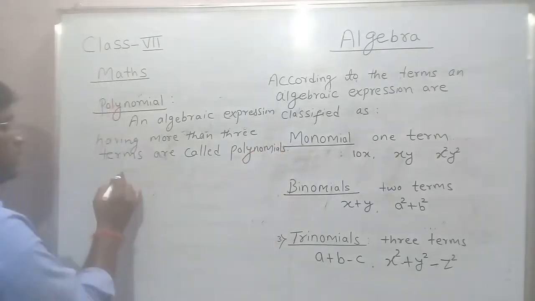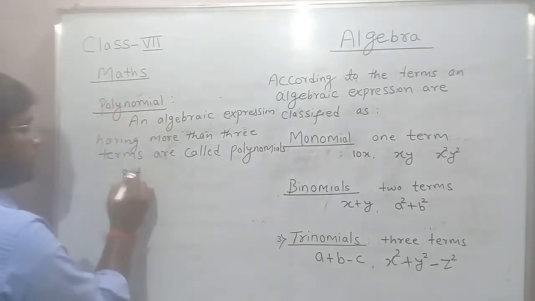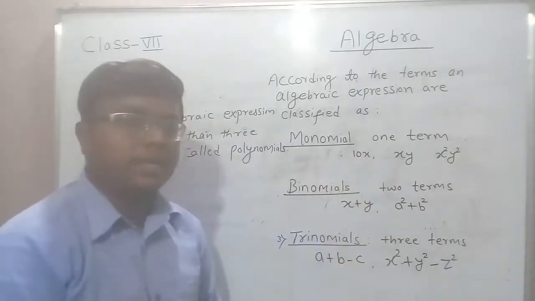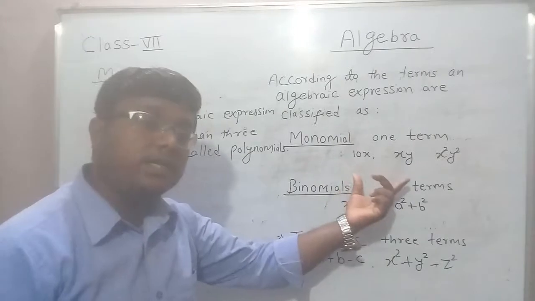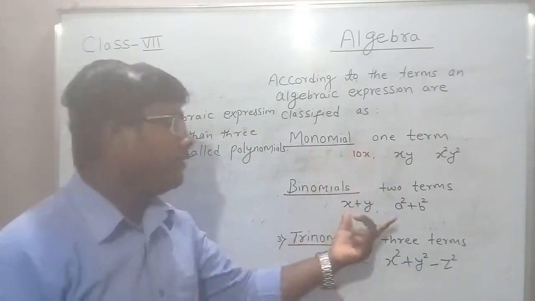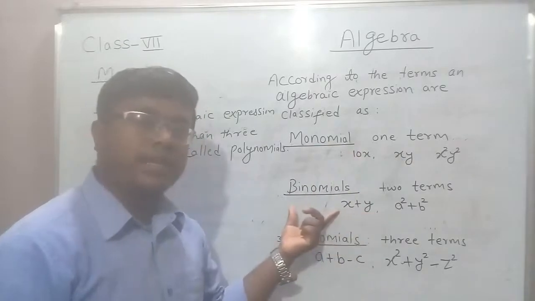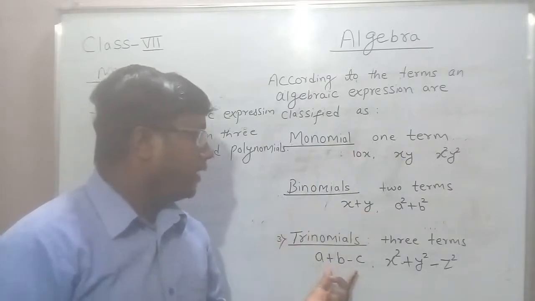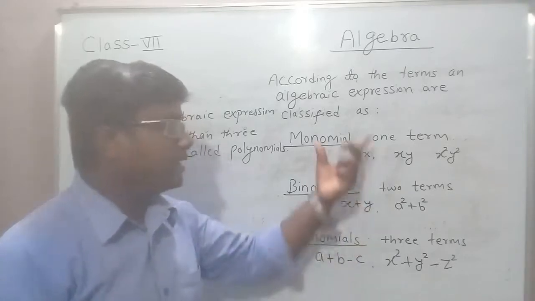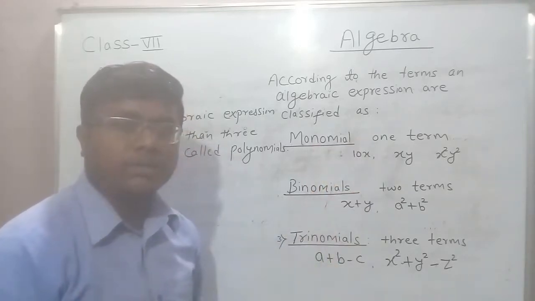But one thing you have to understand here, these are all polynomials, but if it has only one term we simply call it a monomial, it has a special name. If it has two terms we call it a binomial. If it has three terms we call it a trinomial, but all of these can be called polynomials.